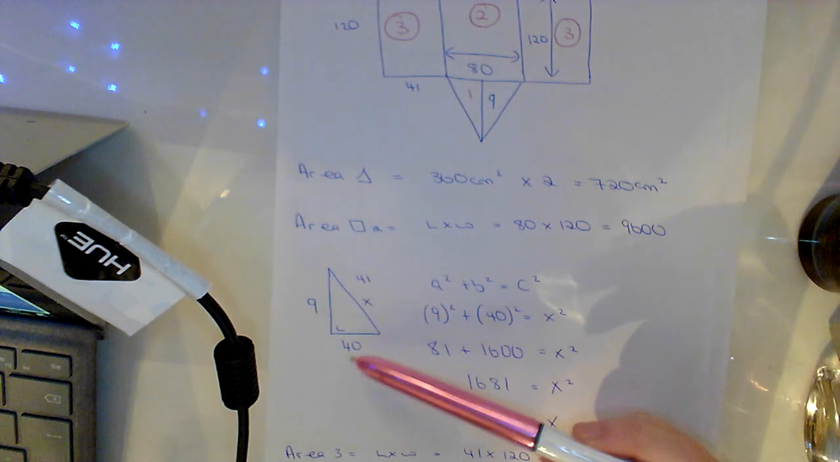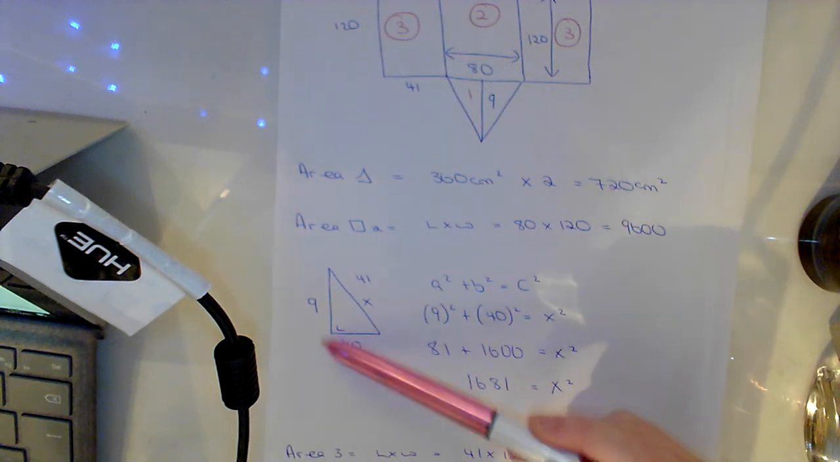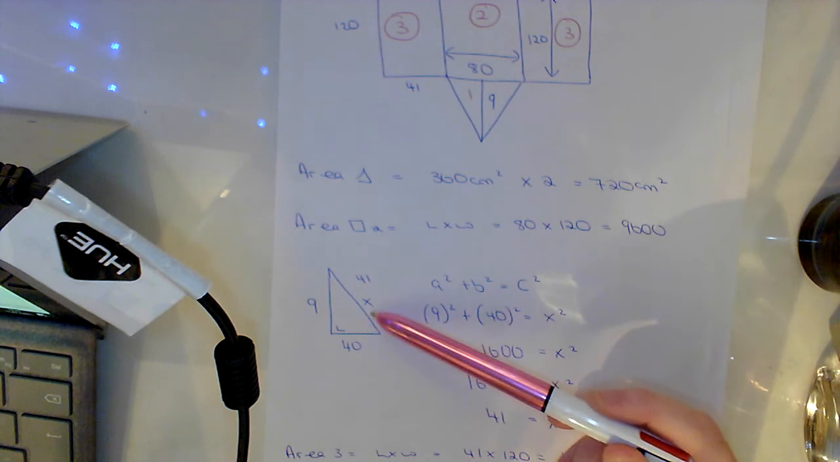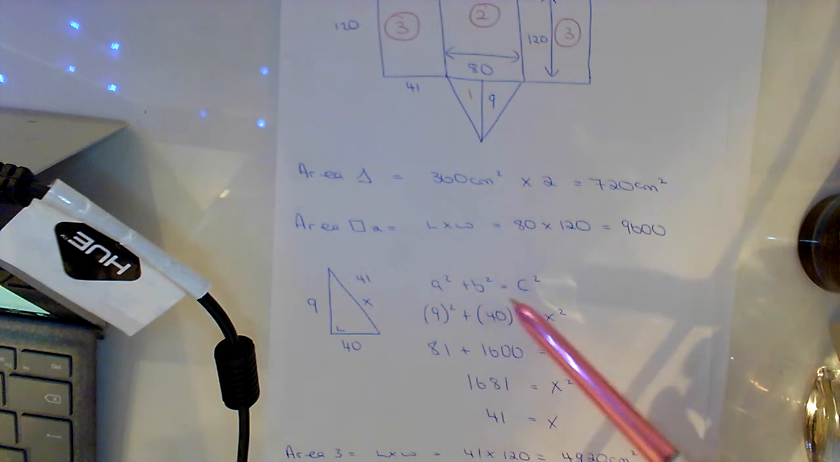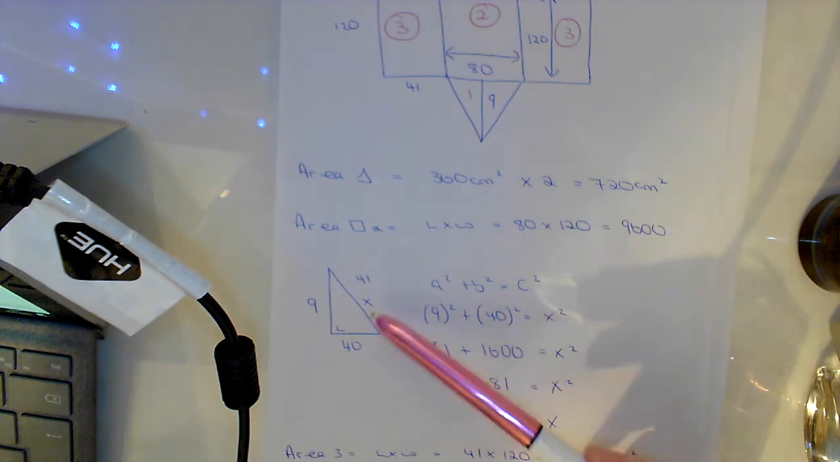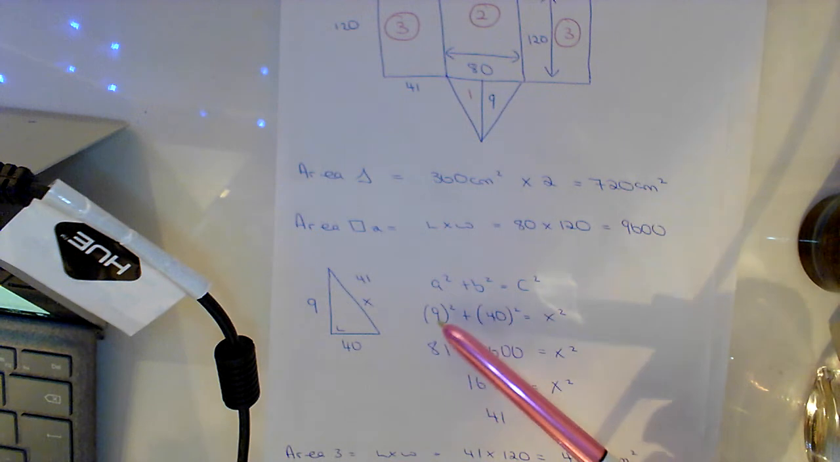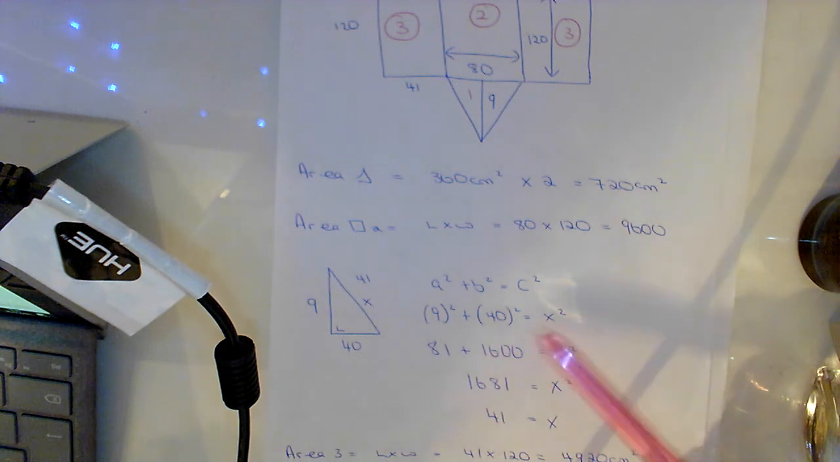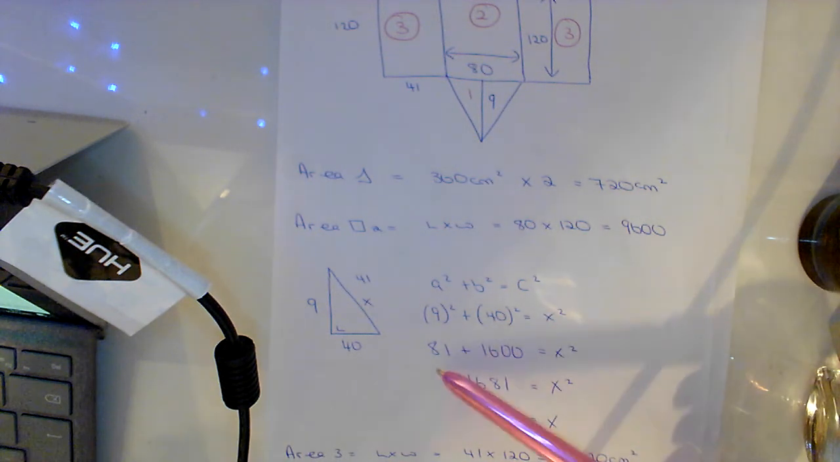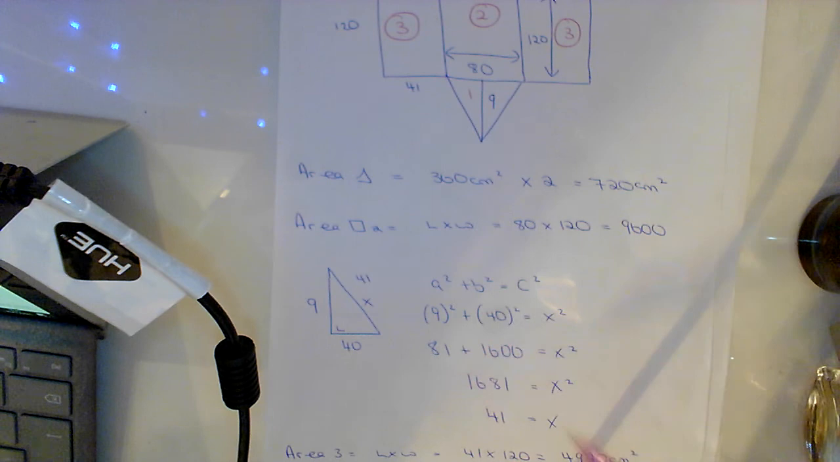So I have a squared plus b squared is equal to c squared. This is opposite my right angle. It's x. So I have 9 squared plus 40 squared is equal to x squared. I have 81 plus 1,600 is equal to x squared. I have 1,681 is equal to x squared, and I get x is equal to 41.